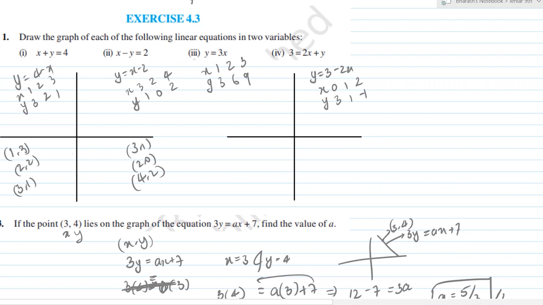Fine. Plot the graphs. Here the coordinates are (1, 3), (2, 6), (3, 9). And here the coordinates are (0, 3), (1, 1), (2, -1). Remember scale, write the equation on the line, point the graph, y-axis, x-axis, x-dash axis, y-dash axis, everything you should do. Fine.